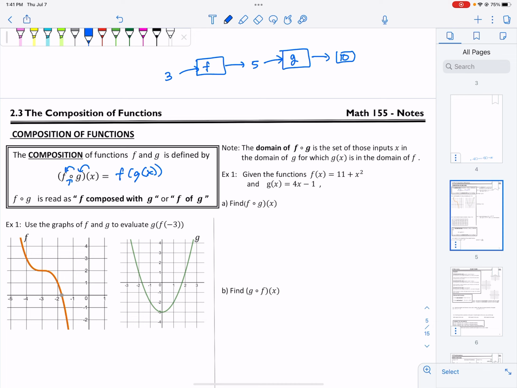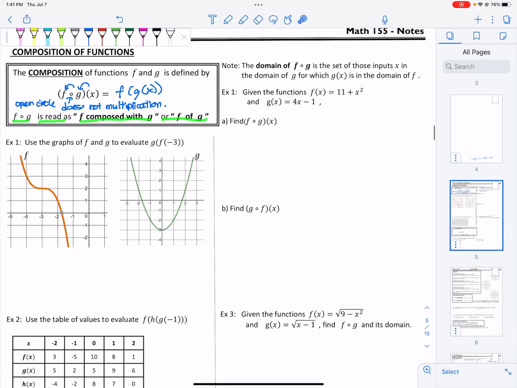Notice that this is an open circle. It does not mean multiplication. And this x right here just tells us that the x is the input. It doesn't mean that you take this and times x. It does not mean multiplication. Okay? So again, f of g is read f composed of g or f of g.